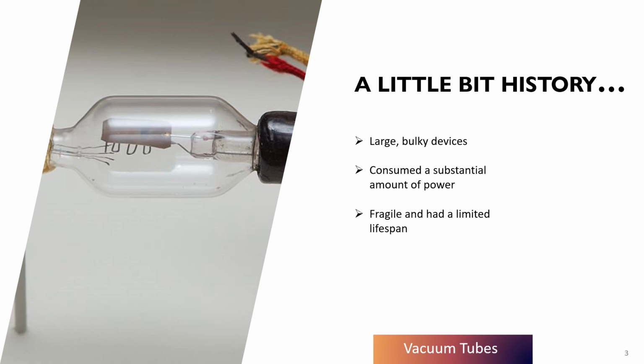Vacuum tubes were large, bulky devices that required a significant amount of space. Transistors, on the other hand, were much smaller and more compact. Vacuum tubes consumed a substantial amount of power and generated significant heat. In contrast, transistors were more energy efficient and produced less heat. Vacuum tubes were relatively fragile and had a limited lifespan. They were prone to failure and their filaments could burn out over time. Transistors, being solid-state devices, had no moving parts and were more robust and durable.